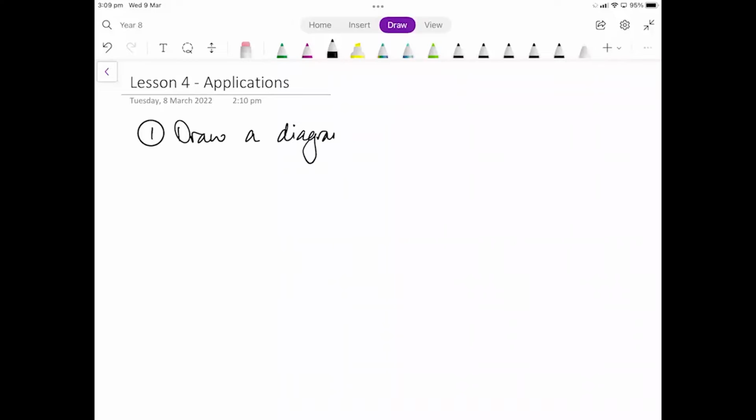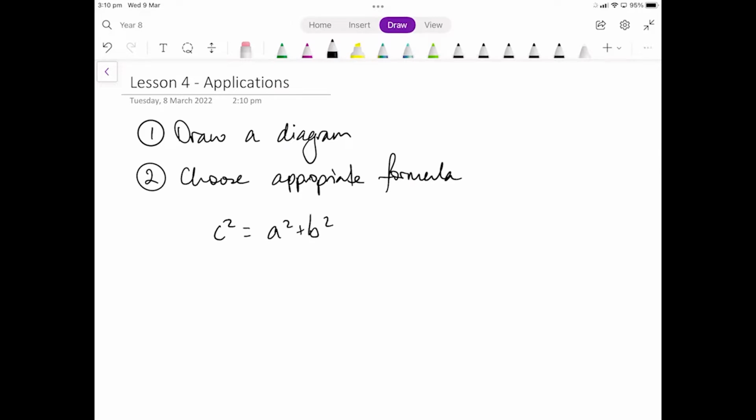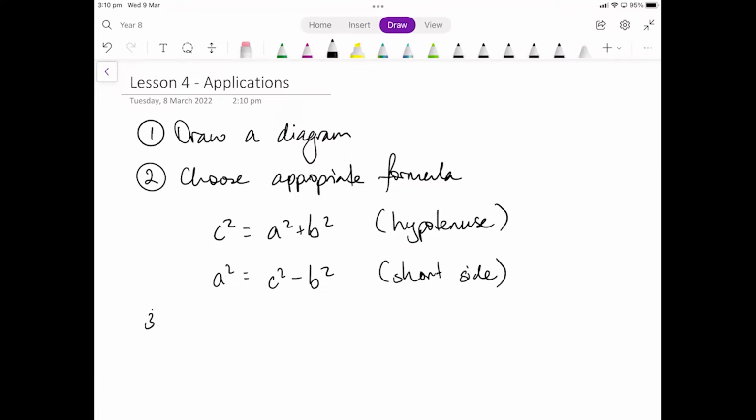So there are three main steps that we follow to solve questions on applications. Number one, we draw a diagram if the question doesn't already have a diagram. This assists us in eliminating minor errors. Then we choose the appropriate formula, whether it's to find the hypotenuse or to find the unknown shorter side. And finally, we put it all together and we solve.